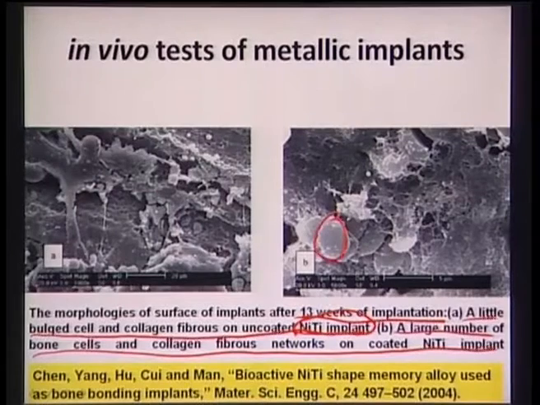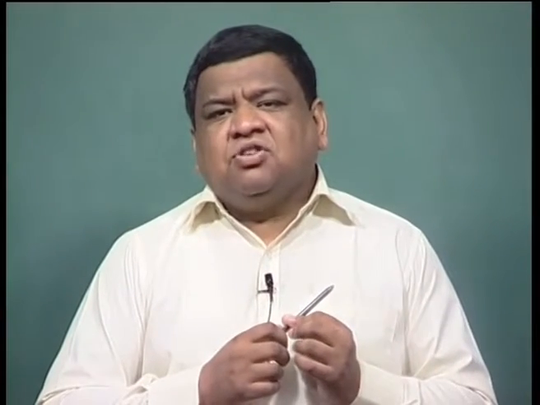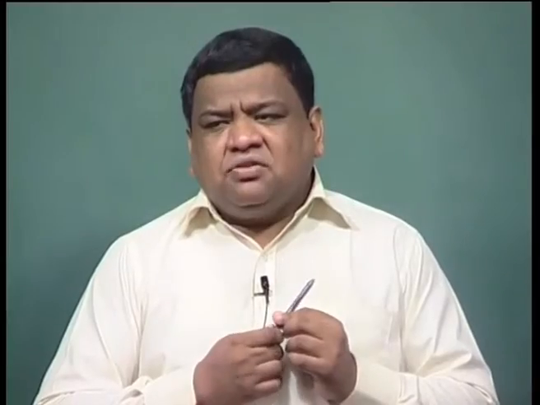Now here you can see a large number of osteoblast cells, and this fibrous network you can see is essentially collagen fibers. So if both the collagen fibers and osteoblast cells are present in the neighborhood, that will clearly indicate that you are enhancing the extracellular matrix formation, and the bone forming cells are activated so that you can have neo bone formation.